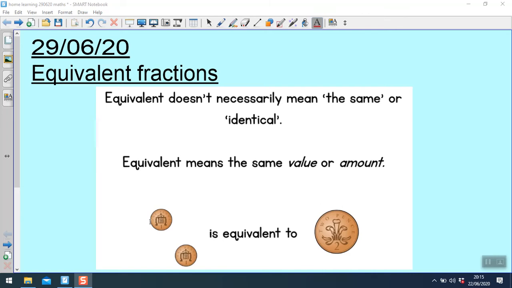So for example, we've got a 1p and a 1p. Two 1p's are not exactly the same as one 2p, but 1p add 1p is the same as the value or the same amount as the 2p. So together they both make 2p, but they don't look identical.